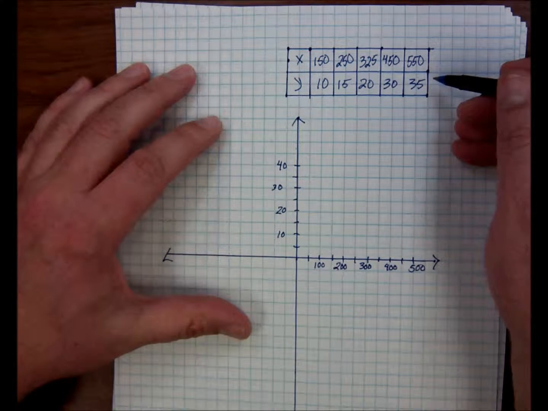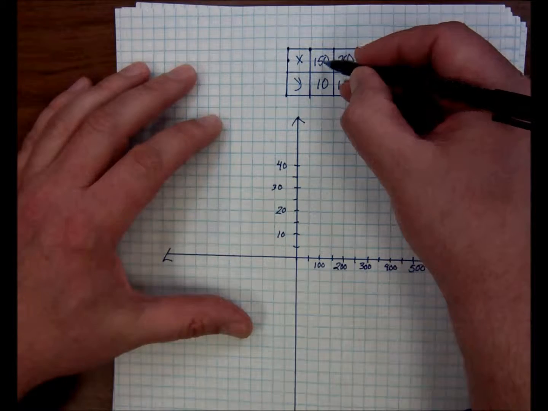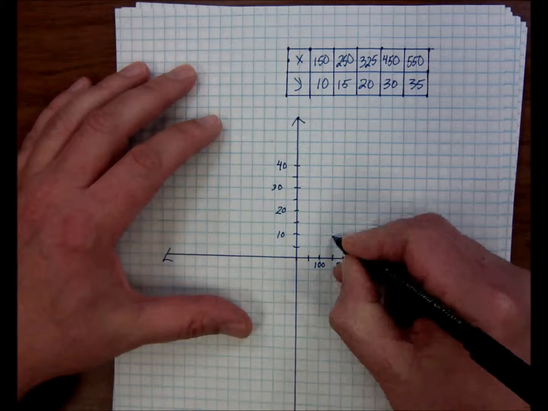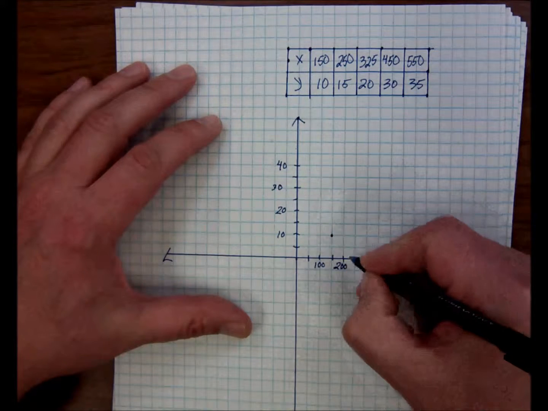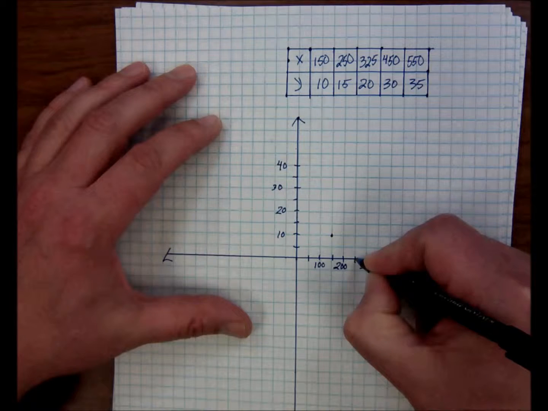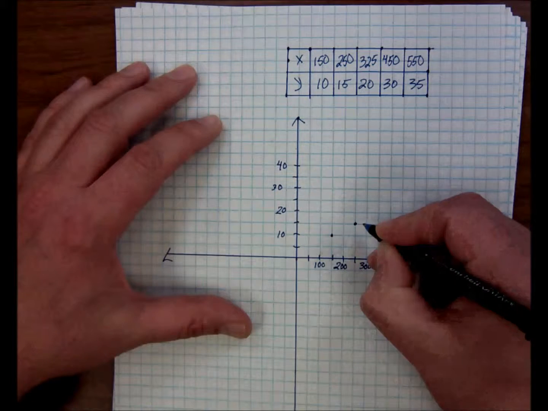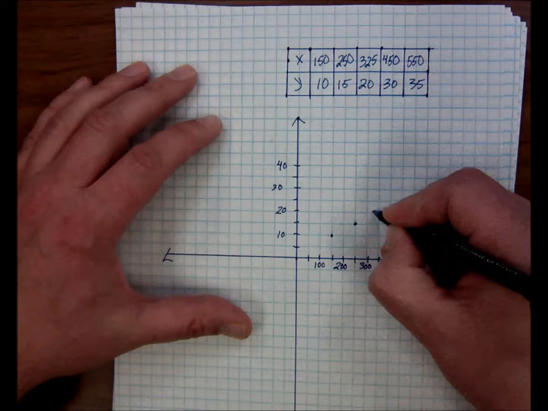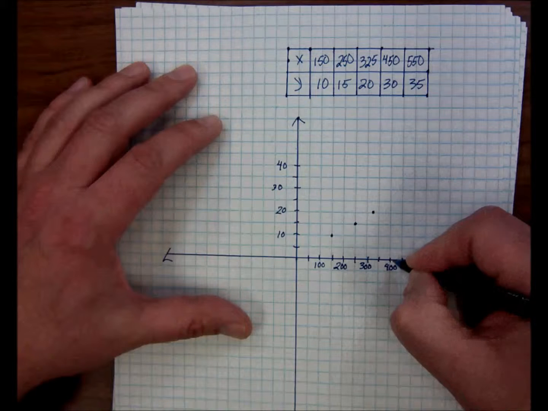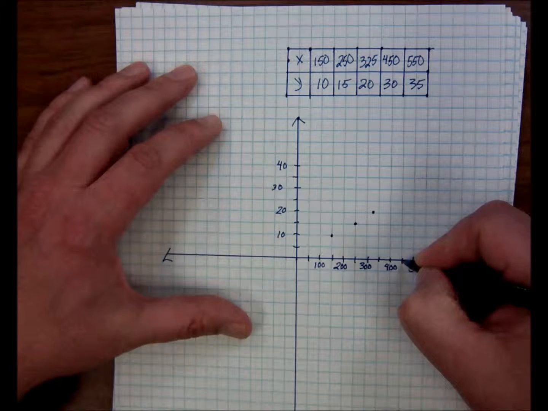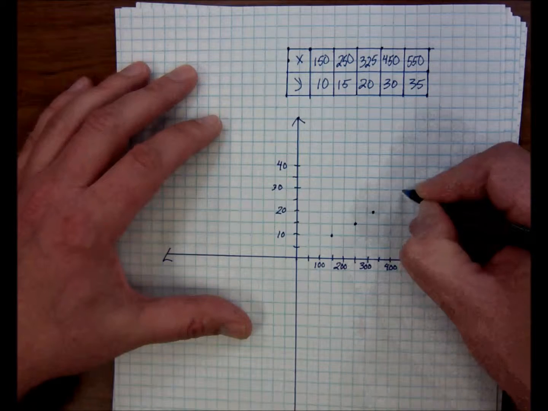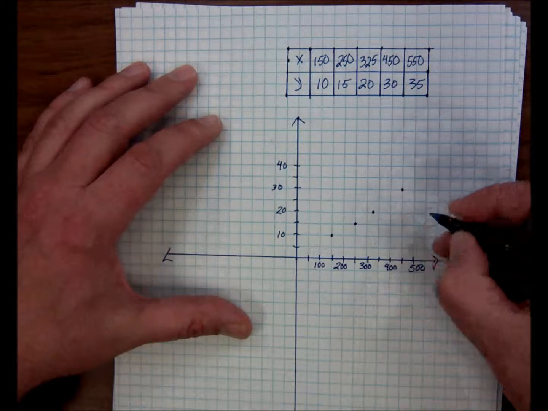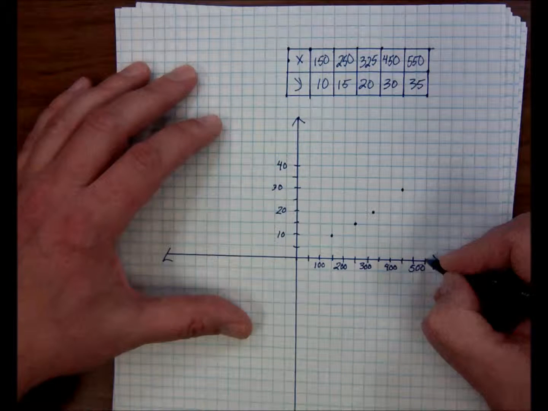So we have 150 for x, y 10. 250 for x, y 15. 325, which would be about right there, at 20. At 450, we're going to be at 30, and at 550, we're going to be at 35.